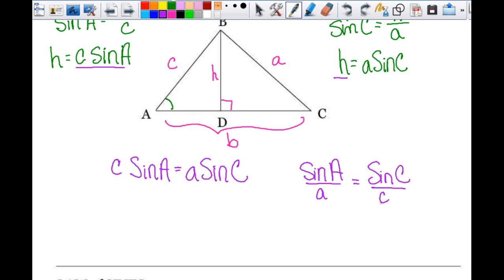So what do you think this would also equal? Because there's a third fraction that goes with it. Sine of B over B.